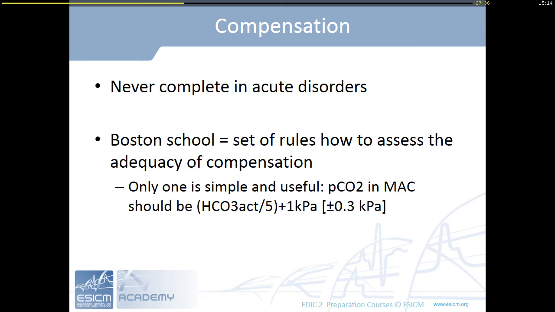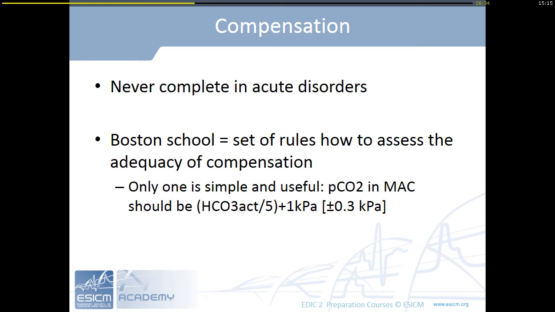The so-called Boston School in America came up with a set of 4 quite complicated equations which should solve the question: what is the primary disorder and what is the compensation? So on the basis of mathematical analysis and empirical data, they tried to infer a set of equations which would show you the appropriateness of compensation for a given disorder. These equations are quite complicated, and it's my subjective opinion that they are not very useful in clinical practice, with one important exception. And this is the rule for appropriateness of respiratory compensation of metabolic acidosis, right? This equation will tell you what the PCO2 should be for any given bicarbonate level.